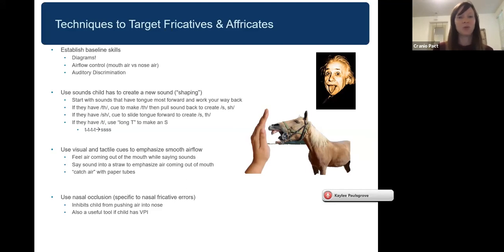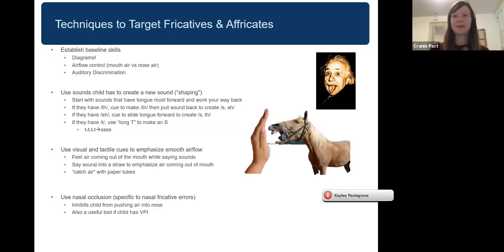So for example, we'll start with the TH and then I'll say, all right, let's pull your tongue a little further back, right behind the teeth. And then it sounds like an S and you say, yes, good job. That's the sound I'm listening for. That's your snake sound. If you're trying to get them to say an SH, you can do the same thing where they start with their tongue out, air over the tongue, and slide the tongue back until it's in the right place.